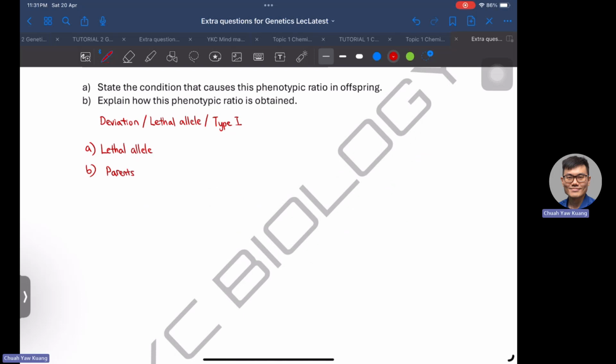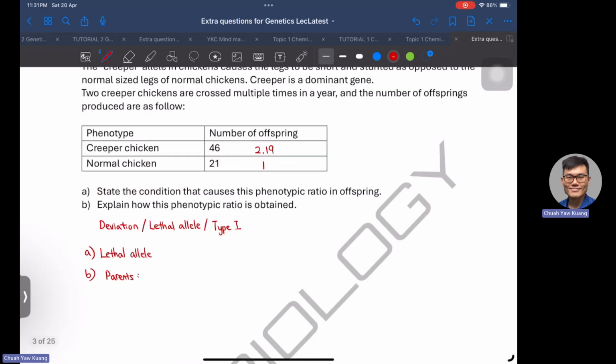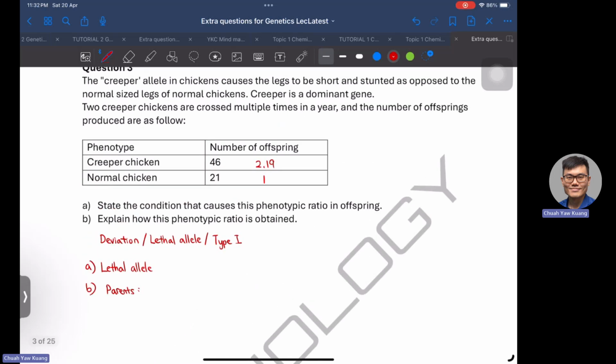For the parents, if you look at the question, it is two creeper chickens, which means the parents both have the dominant trait. Both are creeper chickens, and they are able to produce a normal chicken. That gives you a hint that the parents must both be heterozygous.